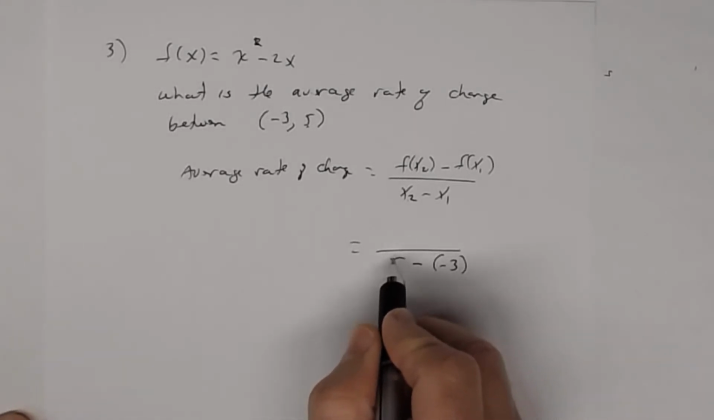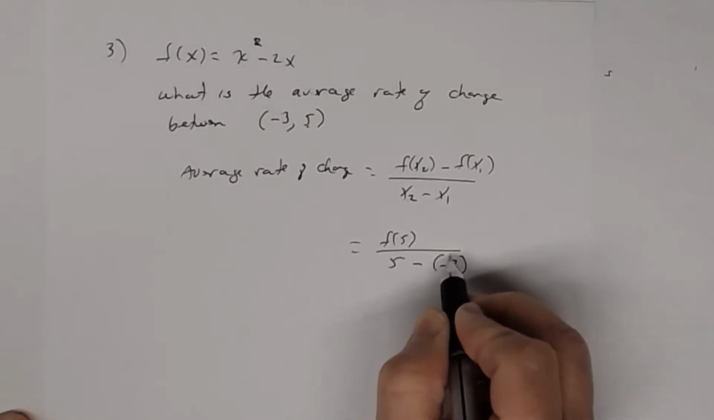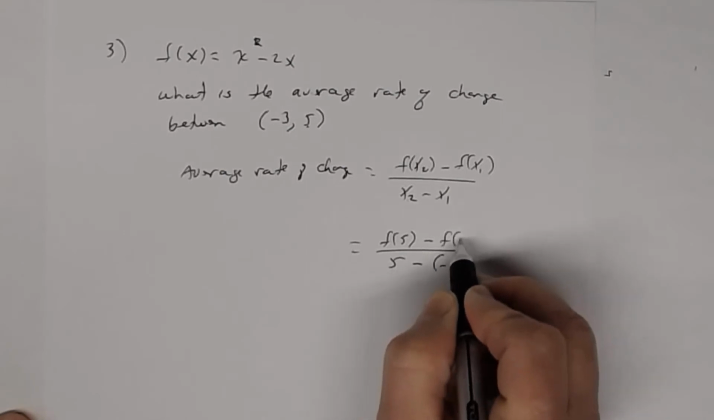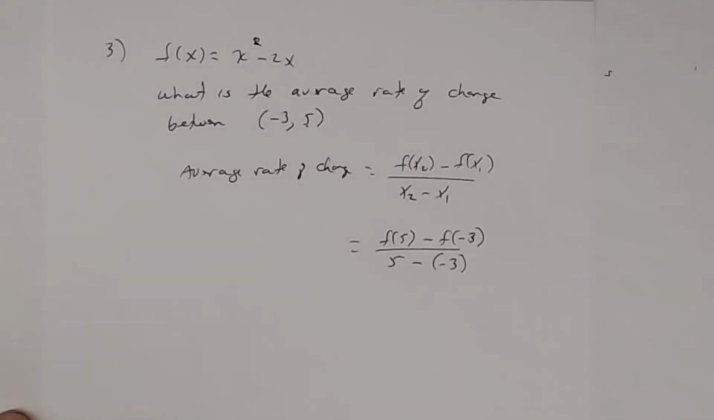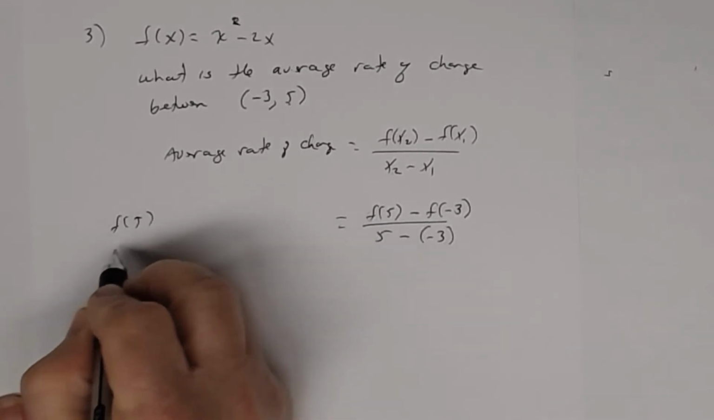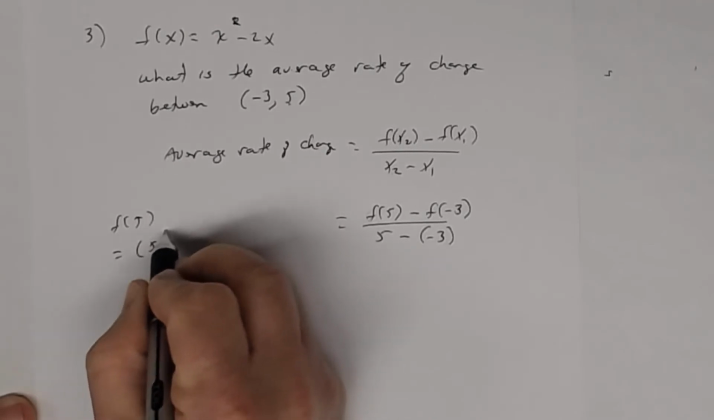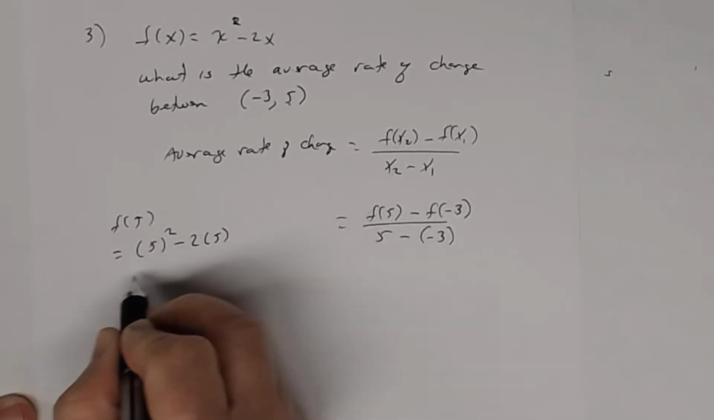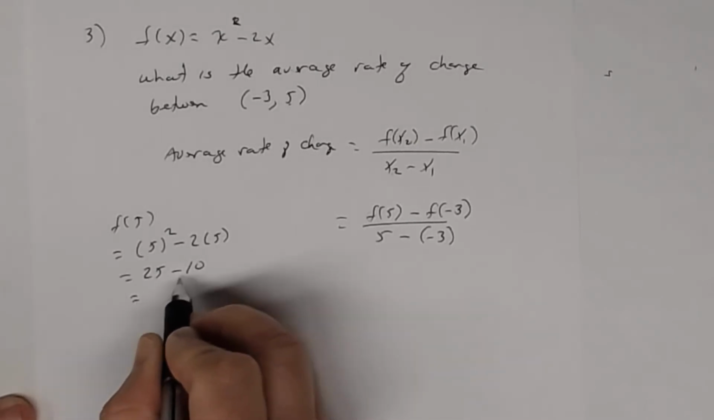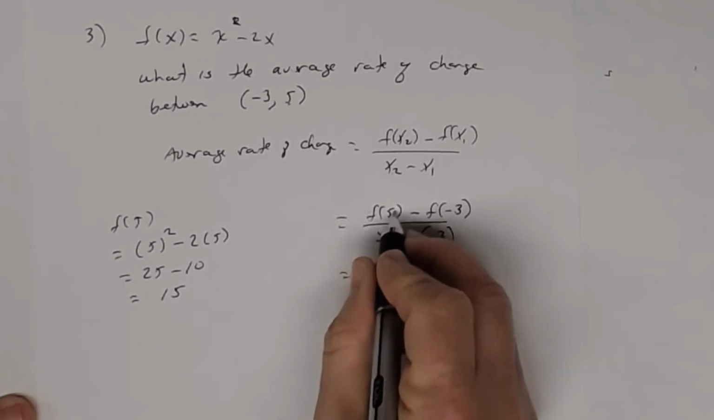If x is 5, to find my y value I'm going to find f of 5, and then subtract f of -3. Let's go ahead and find f of 5. f of 5 equals 5 squared minus 2 times 5. Well, 5 squared is 25, and 2 times 5 is 10. So 25 minus 10 is 15. I get 15 for f of 5.